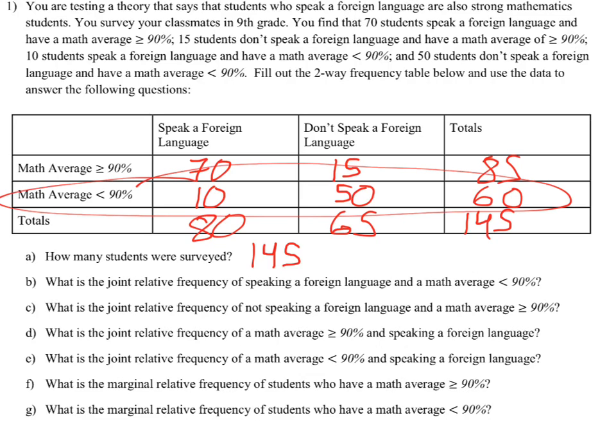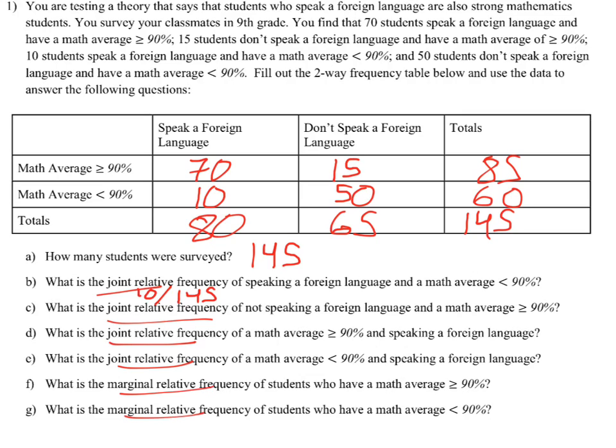What's the joint relative frequency of speaking a foreign language and math average of less than 90? So this is less than 90, and speaking foreign language, that's this column, so that's the 10 spot there. And you need to divide by the grand total. On all these joint relative frequencies and the marginal relative frequencies, you're going to divide by the grand total every time. And so when you do that, 10 divided by 145, you're going to get about 7%.